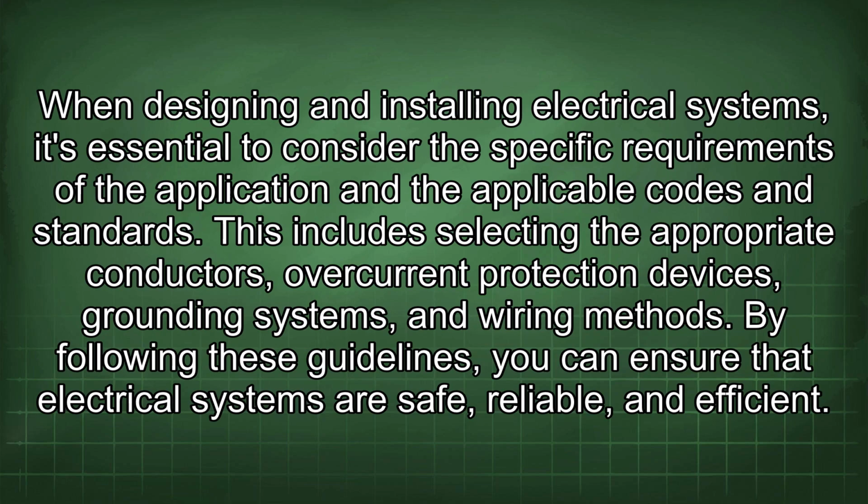When designing and installing electrical systems, it's essential to consider the specific requirements of the application and the applicable codes and standards. This includes selecting the appropriate conductors, overcurrent protection devices, grounding systems, and wiring methods. By following these guidelines, you can ensure that electrical systems are safe, reliable, and efficient.